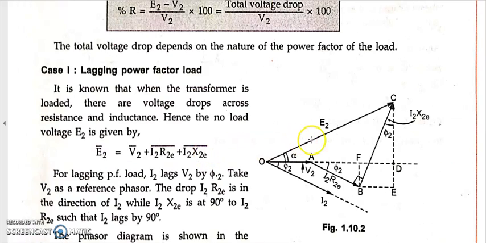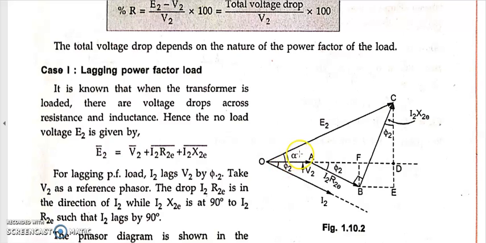Let us directly jump to the phasor diagram. You can see that this triangle OCD is a right angle triangle. So if I apply the Pythagoras theorem, then OC square is equal to OD square plus CD square. And you can see that the angle between OD as well as OC is written as alpha.